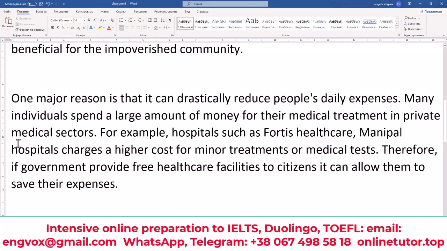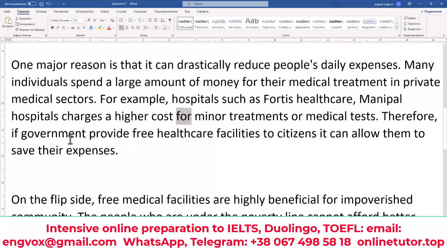On their medical treatment in private medical sectors. Okay, but why sectors, not sector? Not a big deal, but I don't understand. Usually we have a private medical sector in the country and a state government medical sector, so I don't understand why sectors. For example, hospitals such as charges. Why charges? If you write hospitals, so the idea is, okay, charge, good word, not learned, maybe not a cliche, but then we have again a mistake in the ending s. So this ending is wrong. A higher cost for, okay, minor treatment, so medical tests, all right.